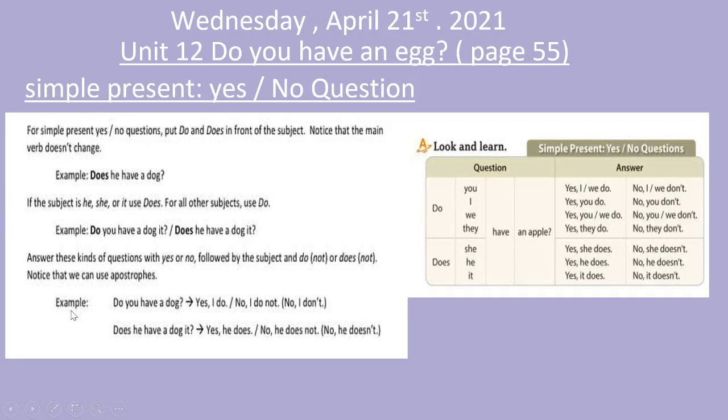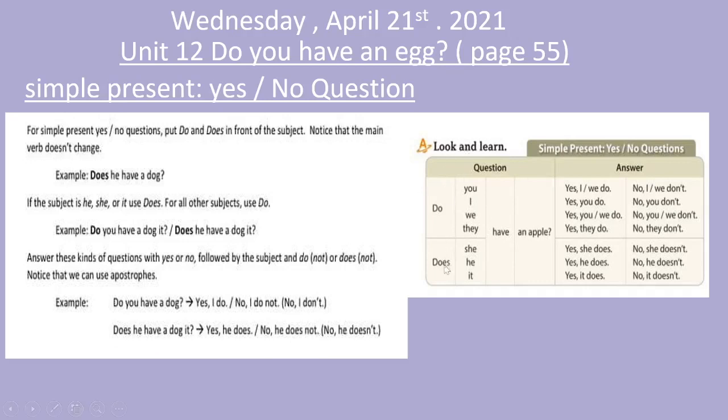Example: Do you have a dog? This one we call full form. Yes, I do. No, I do not, right? But we can write it like this in short form: No, I don't. Don't, we write D-O-N apostrophe T, right? Okay, so no, I don't. Does he have a dog? Yes, he does. Or no, he doesn't, right? Or we can say no, he does not.